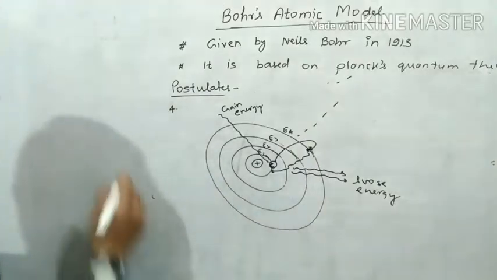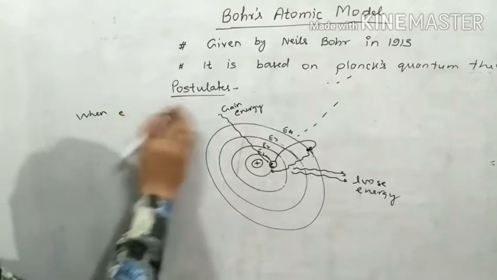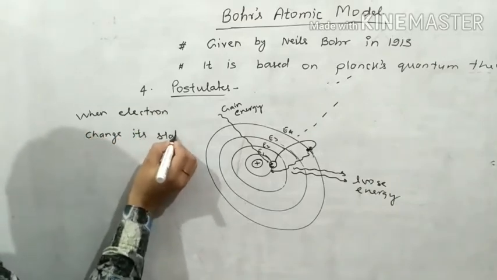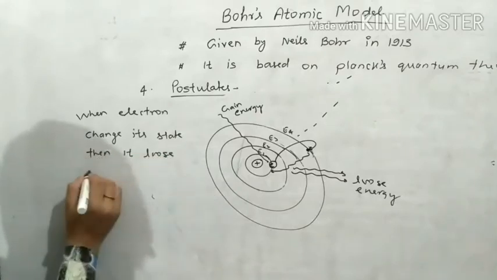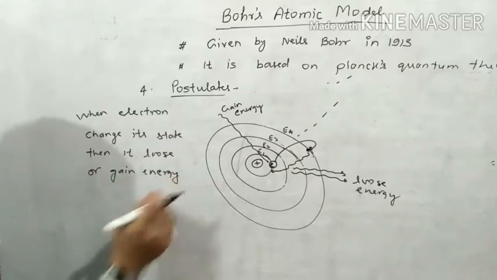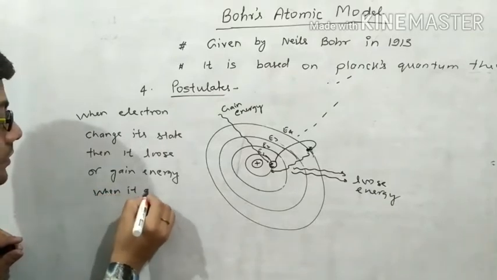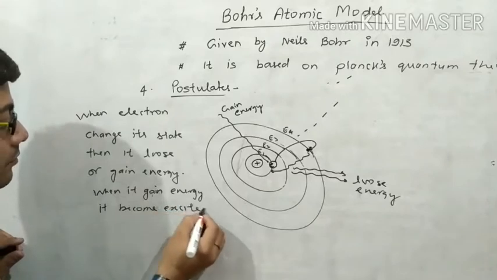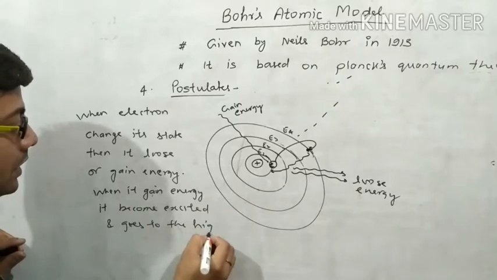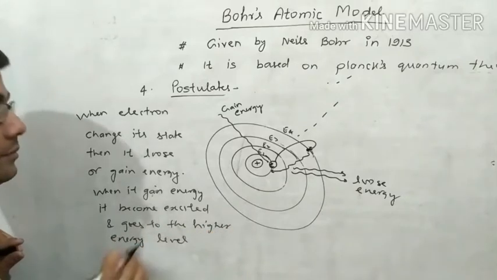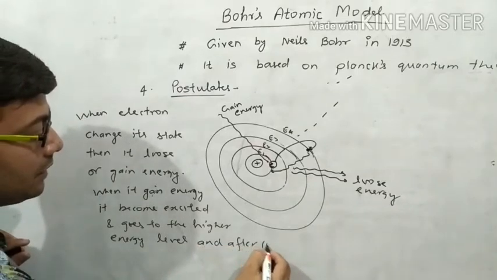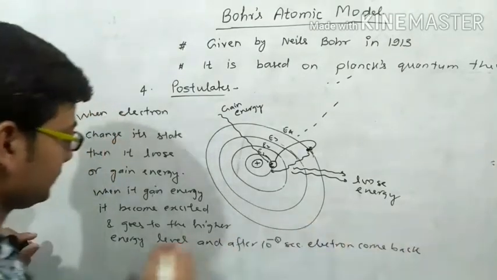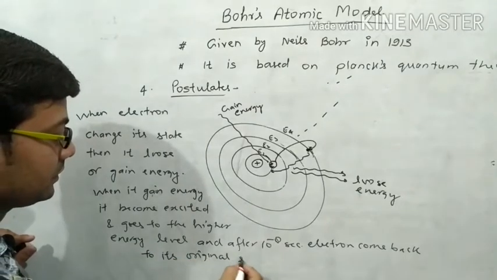Lose energy. Let's see here. When an electron changes its state, then it loses or gains energy. Gain energy: when it gains energy, it becomes excited and goes to the higher energy level, and after 10 to the power minus 8 second the electron comes back to its original state.